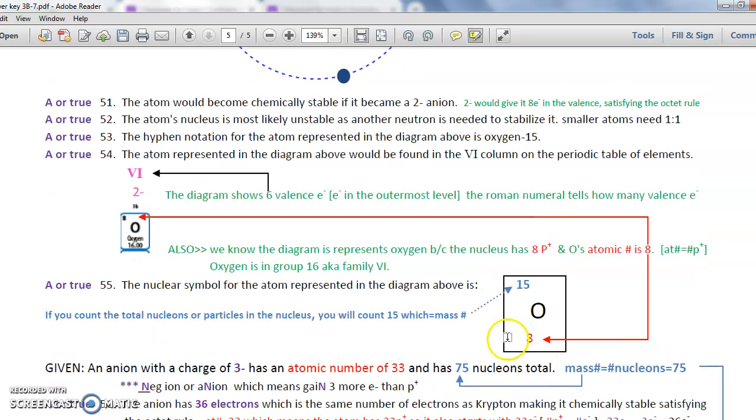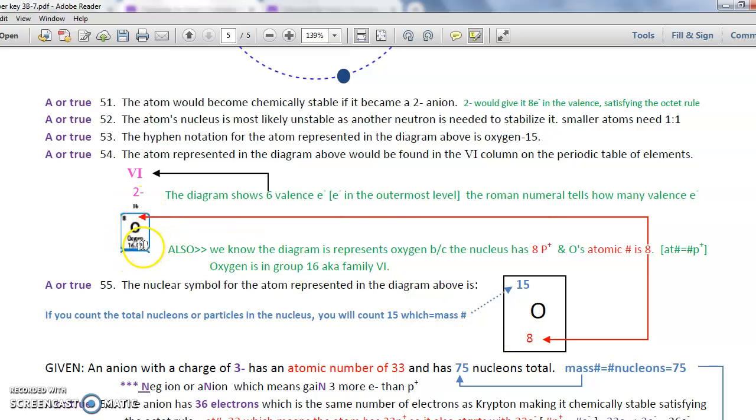55, the nuclear symbol would be represented with a 15 in the upper left and an 8 beneath it. The 15 is the mass number, the total number of nucleons or particles in the nucleus. That's by definition or convention when we're writing nuclear symbols. The total particles in the nucleus, the mass number represented by the symbol A, goes here. The atomic number is in the lower left when we write it in nuclear symbol format.